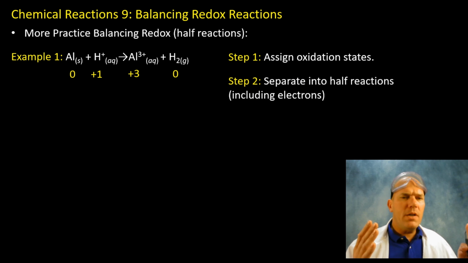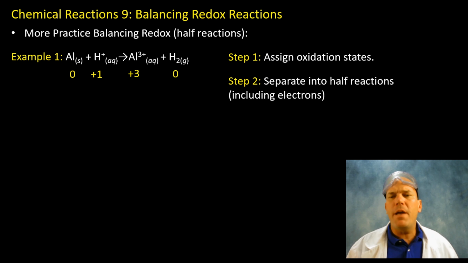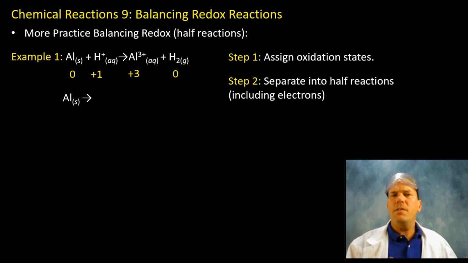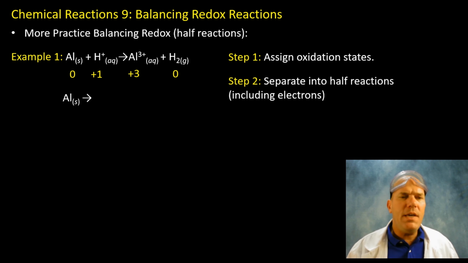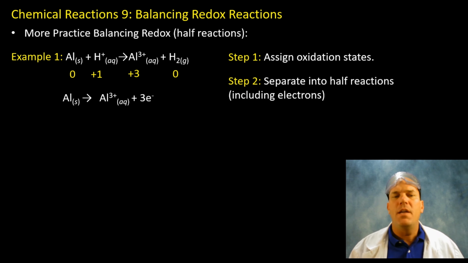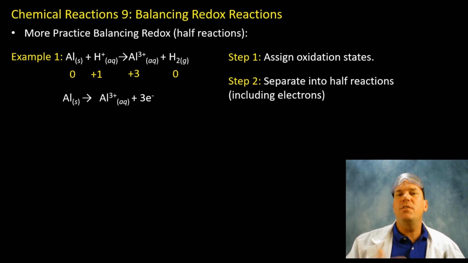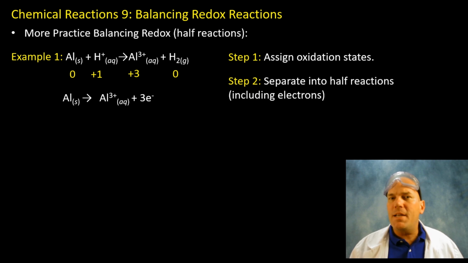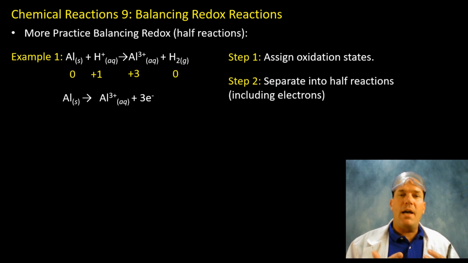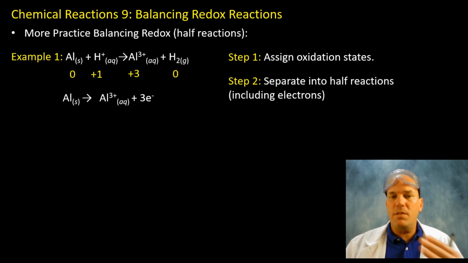Step 2, we're going to take this reaction and we're going to separate it into its 2 half reactions. So what this looks like here, we have aluminum, and what's happening to aluminum? Well, in this case, aluminum is being oxidized, so this is the oxidation half reaction. It is being oxidized, and it is losing or giving off 3 electrons. Remember our mnemonics. We have Leo the lion goes grr, and we also have oil rig. Oxidation is loss of electrons, so it is losing 3 electrons.